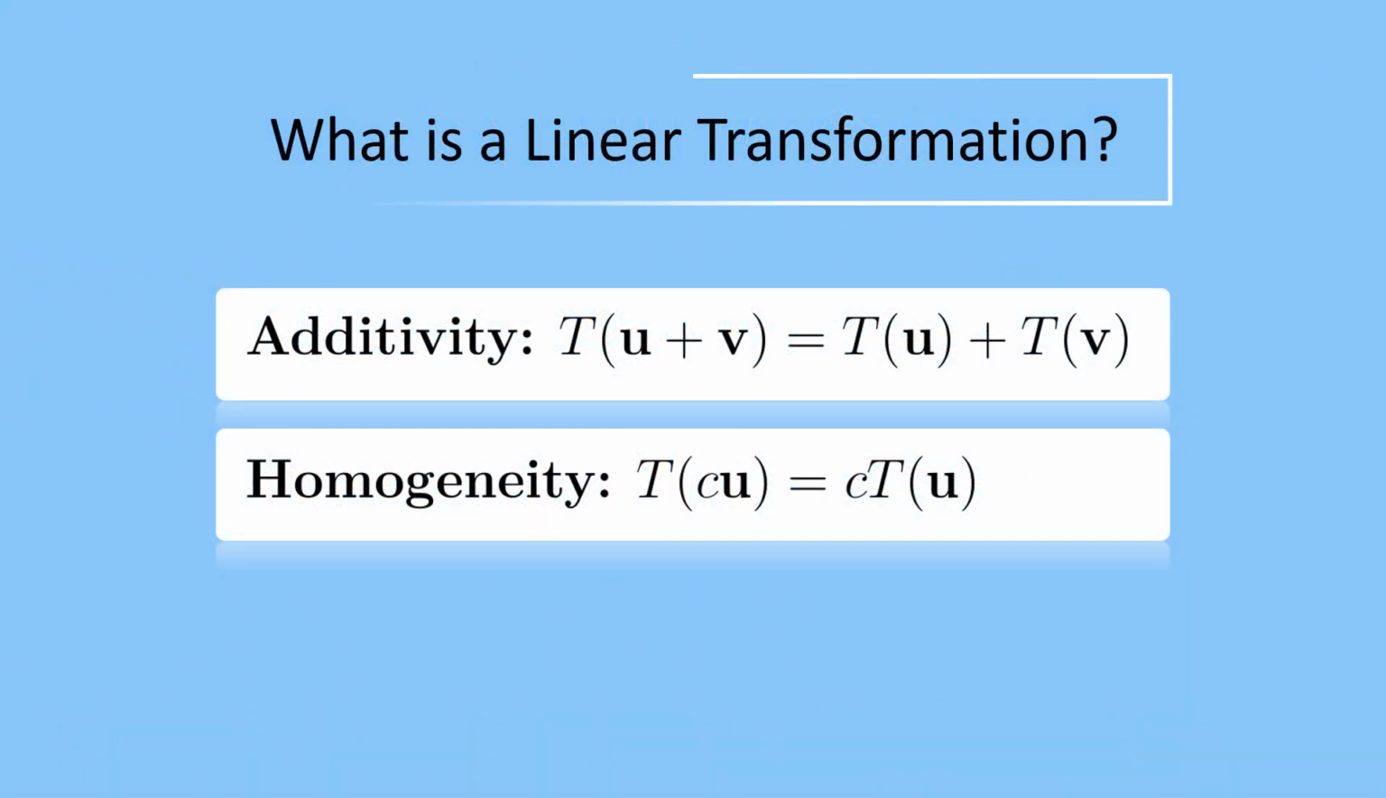In this lesson, we will explore the concept of linear transformations and their applications. A linear transformation is a mapping between vector spaces that satisfies two properties. First, additivity. This means that the transformation of the sum of two vectors is equal to the sum of their individual transformations. Second, homogeneity. This means that scaling a vector before the transformation is the same as scaling the result of the transformation.